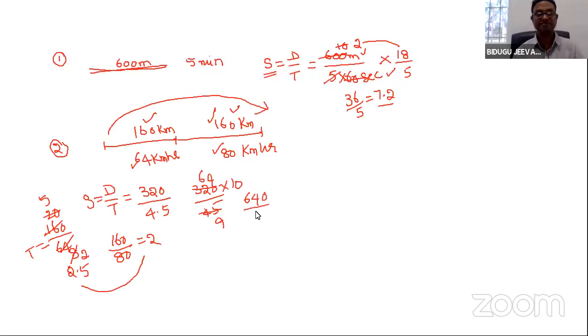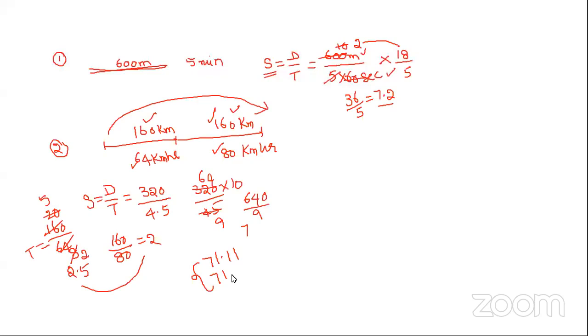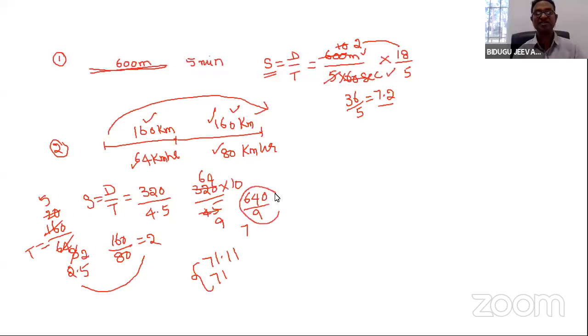So 640 by 9, that gives 9 7s are 63. I think the choice is given C or D, but in C it is given 71.11 and D is given 71. Now, what kind of choice should we select? Can you please tell me? Come on. 71.11. Why? Because by looking at this fraction, we definitely come to the conclusion that there is no chance of getting a round figure. Definitely you get a decimal part. That's called 71.11.